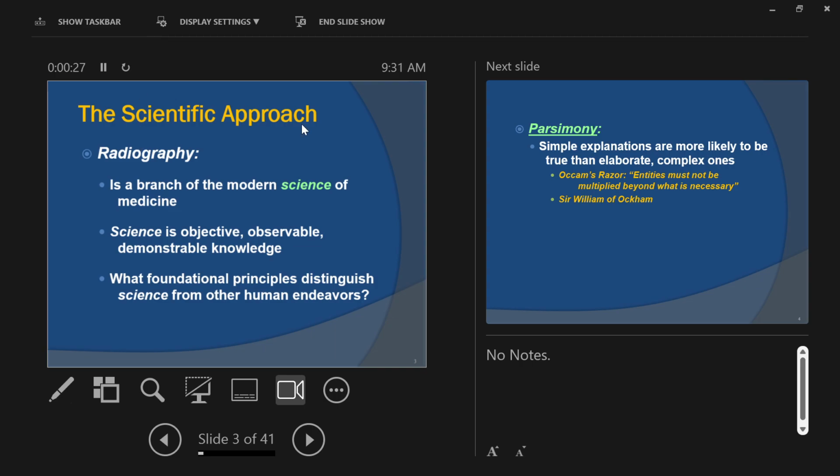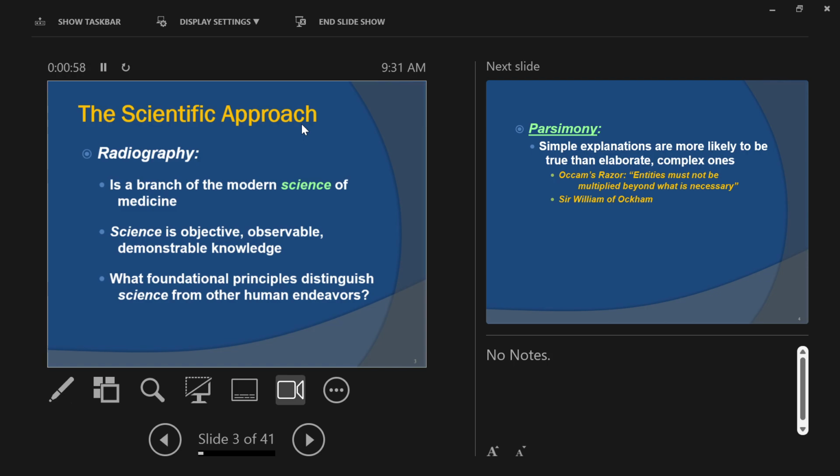Okay, so for radiographic science, we want to make sure we define the terms correctly. So radiography, right? The process of making radiographs, which are the recordings, these pictures, these images we take of the inside of the body. Radiography is a branch of modern science in medicine. So there's science, scientific practice. Medicine is a part of science, and we're a part of medicine. So the things that we do, we try to approach them from a scientific standpoint.